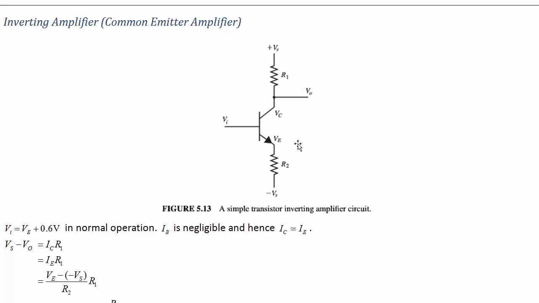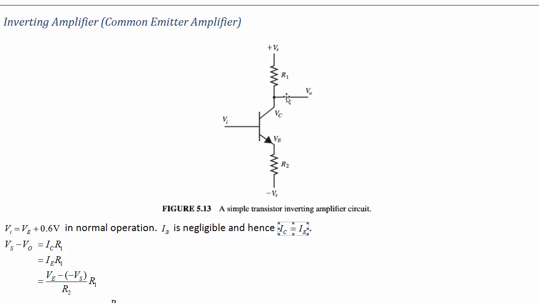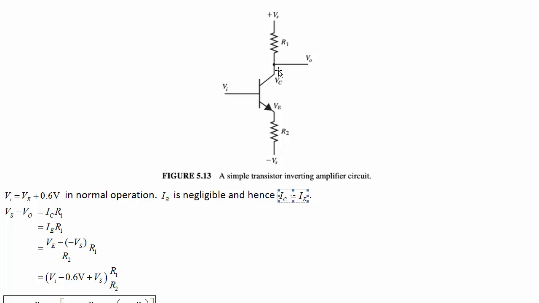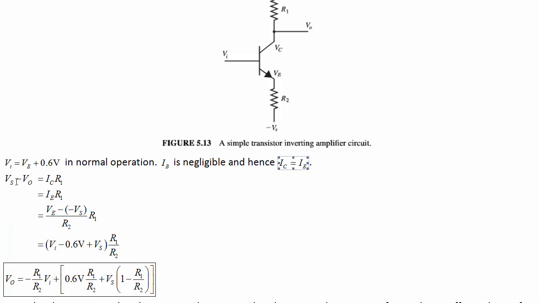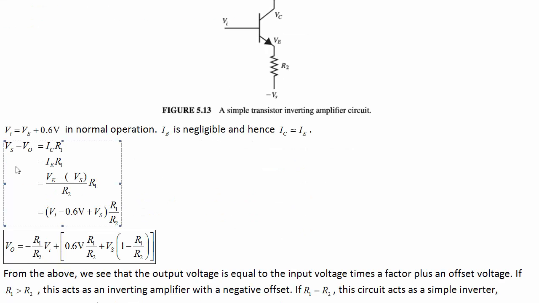So let's analyze the circuit in detail and see how that works. We've got a 0.6 voltage drop across there, and that lets us write the emitter current. And the emitter current is basically the collector current. From the collector load line, we've got that the collector current times R1 has to be equal to Vs minus Vo, which is also Vc. Now, writing that IC is IE, and using the emitter load line, we've got negative Vs at the bottom here. We come up with an expression for the output voltage in terms of the input voltage and the supply voltage.